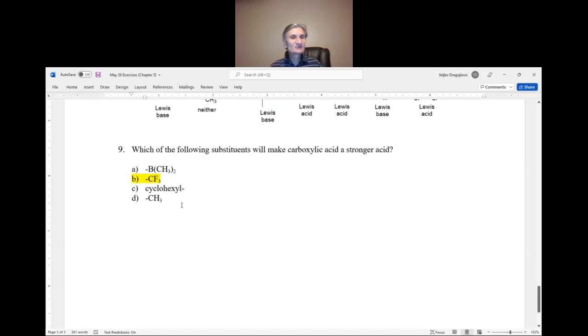Cyclohexyl group, some students go for this choice simply because it's cyclohexyl. It's different from the rest. It's a ring, and it's typed up instead of a formula. But no, that's just carbon-hydrogen bonds, same as D, only carbon-hydrogen bonds. Electronegativity is the same or lower than that of carbon, so those two are actually electron donating. And so all those A, C, and D, they actually reduce the strength of the acid. Only B increases the strength of the acid.